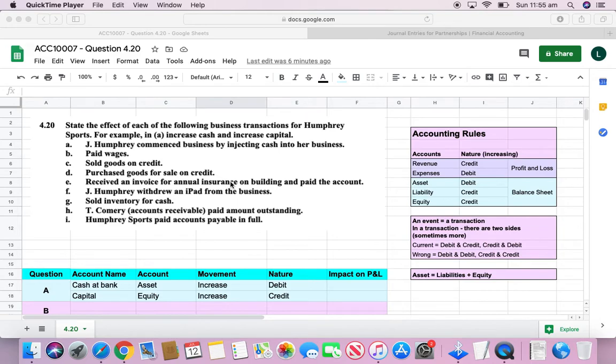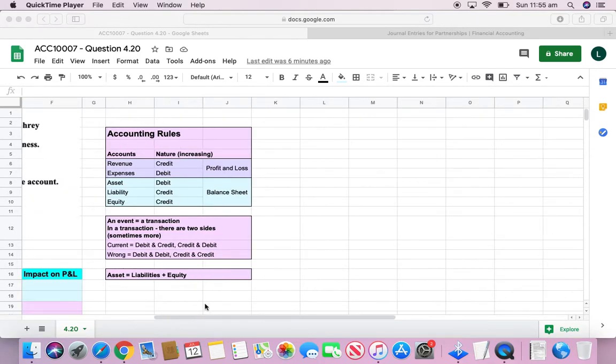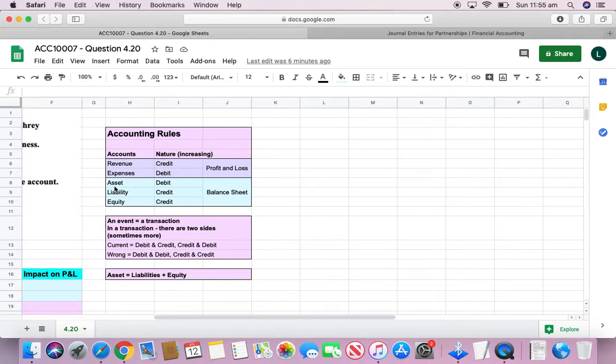Now before I get into this question, I quickly want to go over some accounting rules that I've made. So this is pretty important. These are very basic accounting rules that will become second nature as you go further in this unit. Up the top here, you will see that there are 5 different accounts we can have in accounting: revenue, expenses, asset, liability, and equity. Now each of these accounts has a nature.